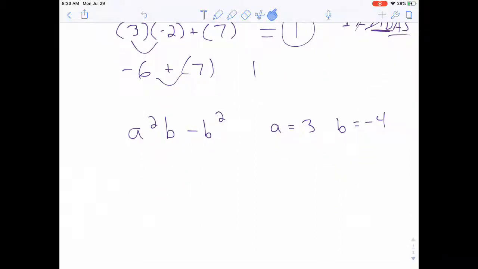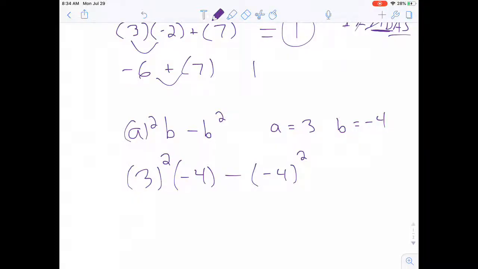The next example we're going to do, slightly more difficult here: a squared times b minus b squared when a is equal to 3, b is equal to negative 4. Again, the biggest mistake I see students make is that they do not use parentheses. If I were to replace a with 3, I'm going to put parentheses around it, and the squared, the exponent, is on the outside of that set of parentheses. B, again, I'm going to open up another set of parentheses. They're being multiplied together, negative 4. The minus sign stays the minus sign there, and then negative 4 squared.